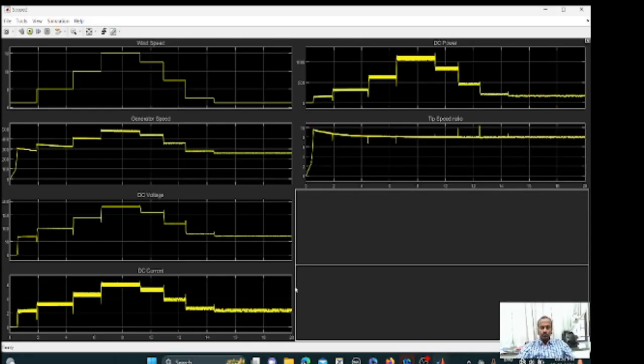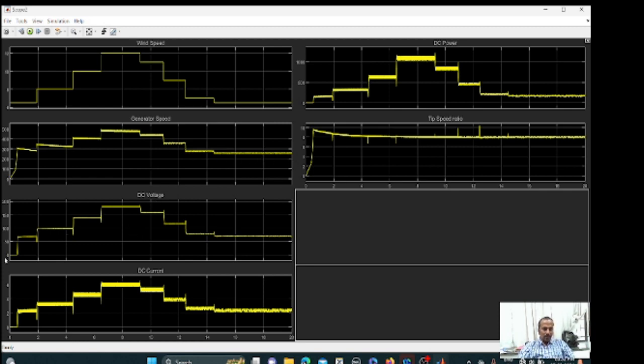This is the wind speed. I have increased it from 6.5 to 8, 10 meters per second, 12 meters per second, then again 11 meters per second, then 9 meters per second, then 6.5. As long as the wind velocity is increasing, the generator speed is increasing. See, the generator speed is increasing, and similarly the generator speed is also reducing.